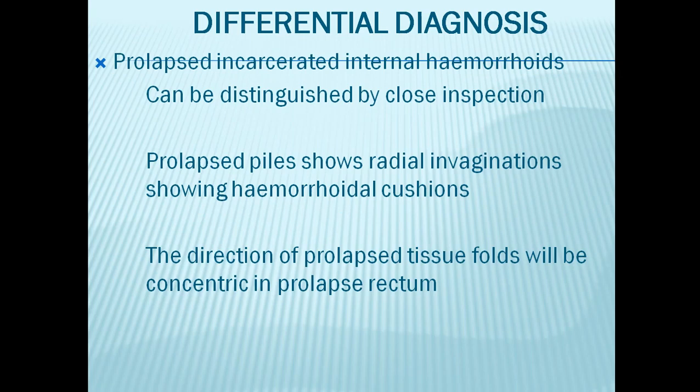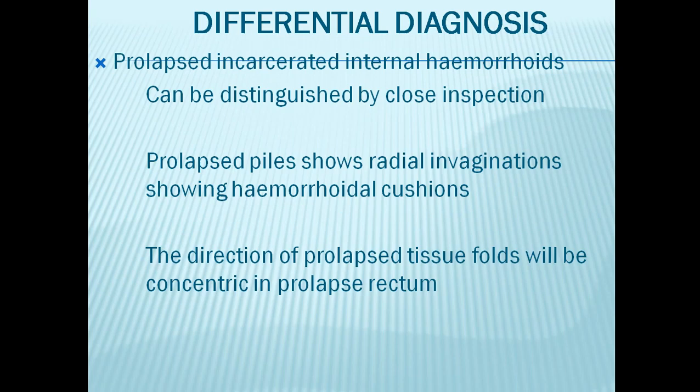Now coming to the differential diagnosis. The most common differential diagnosis is a prolapsed incarcerated internal or external hemorrhoids. But this can be distinguished by close inspection. So a prolapsed incarcerated internal hemorrhoid, the internal hemorrhoids may come down and get incarcerated. So this can be distinguished by close inspection.